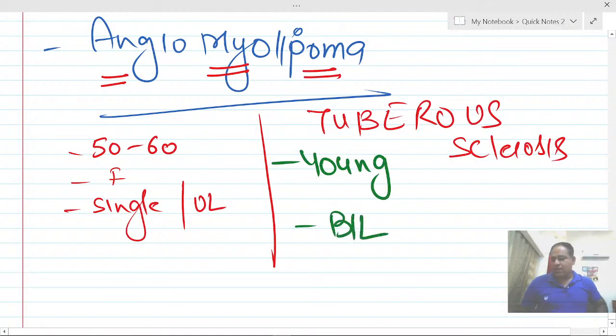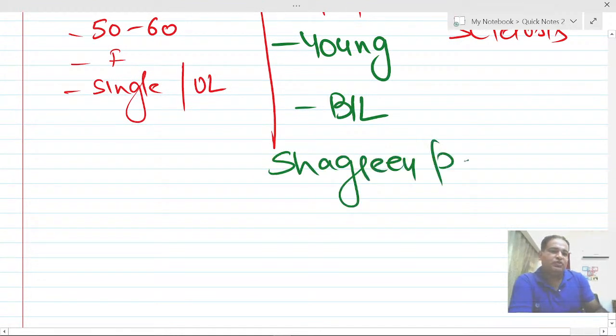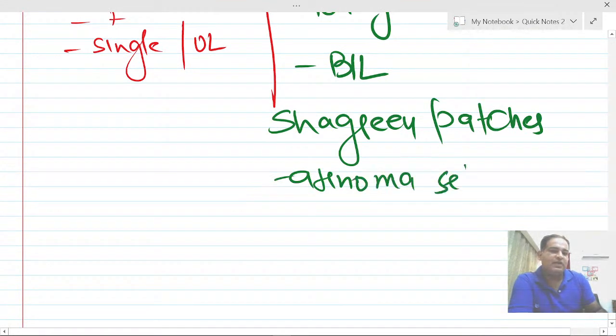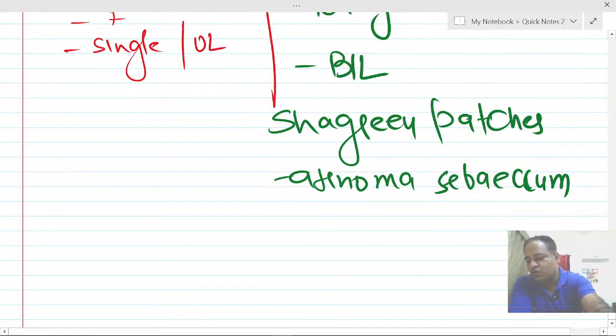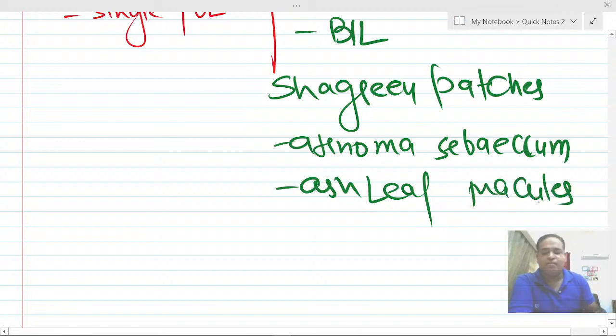The tumor will be present more commonly in the young, and will be more commonly bilateral. So it will be associated with shagreen patches. What else do you expect? Revise your pathology: adenoma sebaceum, and ash leaf macule.